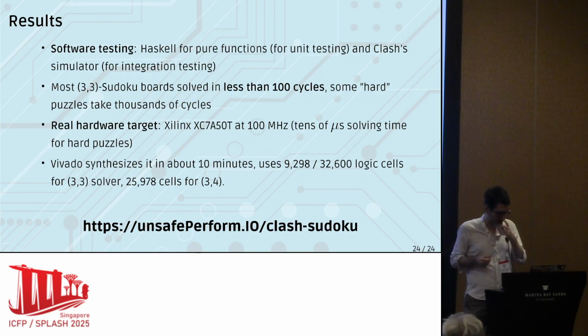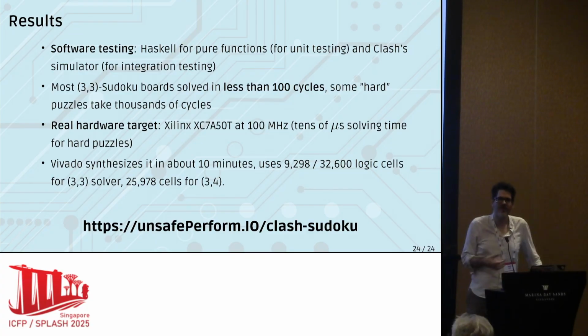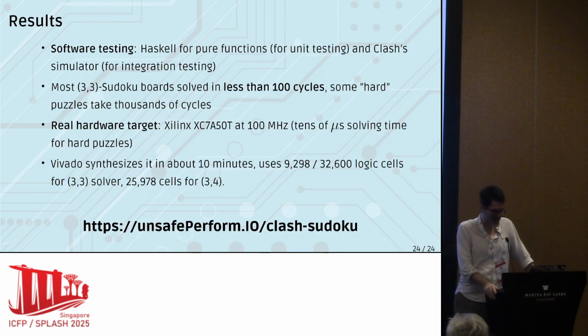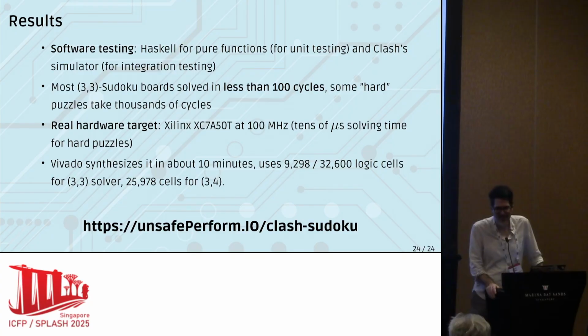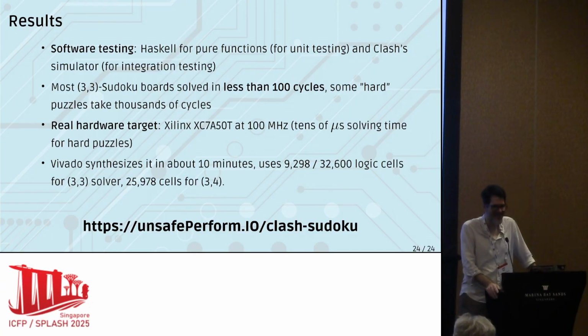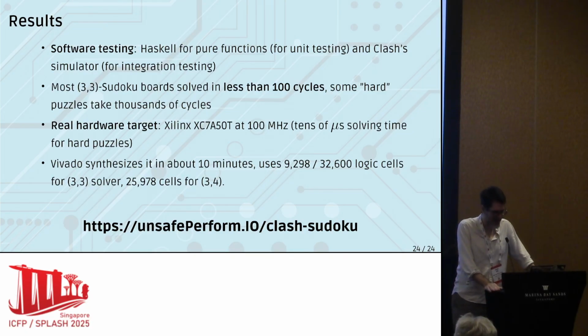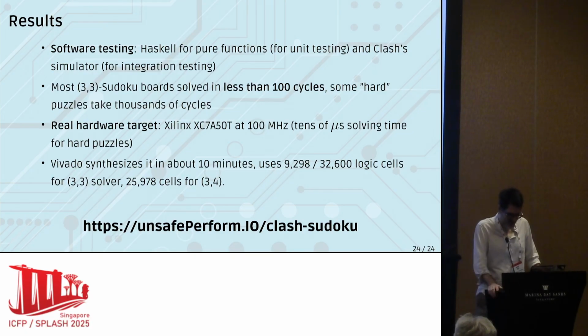As for performance, in the simulator, we can very easily count cycles. It's cycle-accurate simulation. So we can see that most realistic 3-3 Sudoku boards are solved in less than 100 cycles. I don't know what your CPU can do in 100 cycles, but I'm pretty sure it can't solve a Sudoku problem. But there are some hard problems where it could take as many as thousands of cycles.